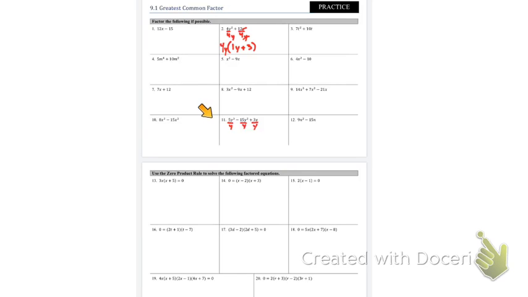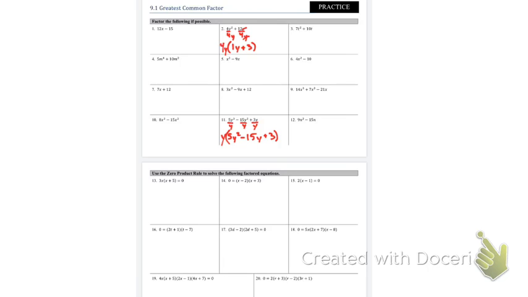Okay, so we take our first term here, and 5y to the third divided by y, that gives me 5y to the second. And then the next term is negative 15y to the second divided by y, that gives me negative 15y. And then lastly, 3y divided by y, the y's cancel each other out, and you're left with positive 3. The answer goes in parentheses, and then my GCF goes out in front.